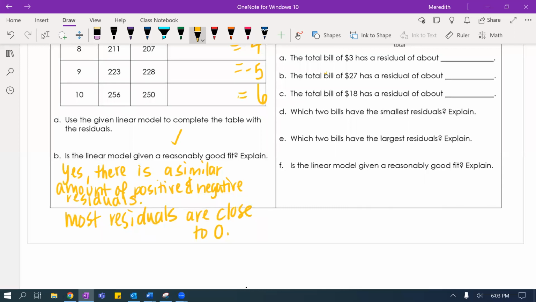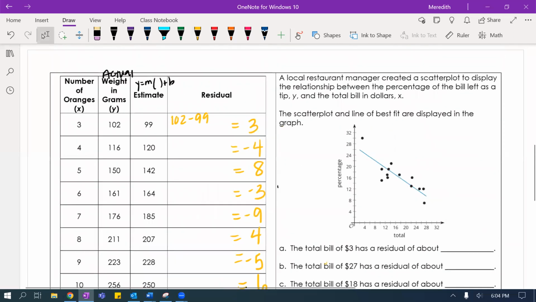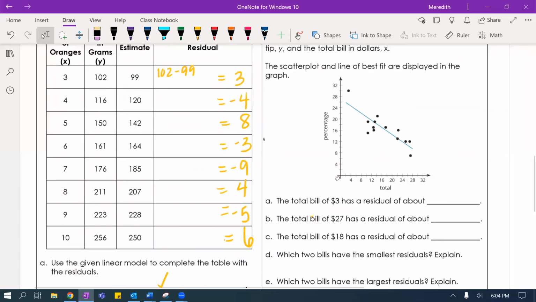Now let's look at our second problem here. So we've got a local restaurant manager who created a scatter plot to display the relationship between the percentage of the bill left as a tip, Y, and the total bill in dollars, X. The scatter plot and line of best fit are displayed in the graph. So here's our line of best fit. That's going to be our estimated values. All the points on that line are the estimated values. And all of the data points that we can see, those are our actual values.